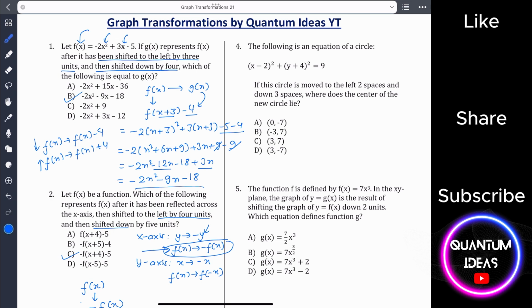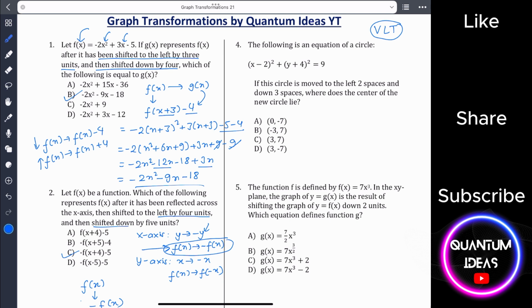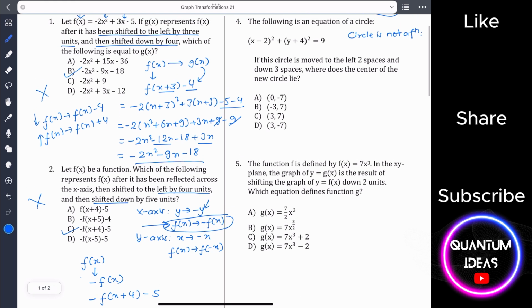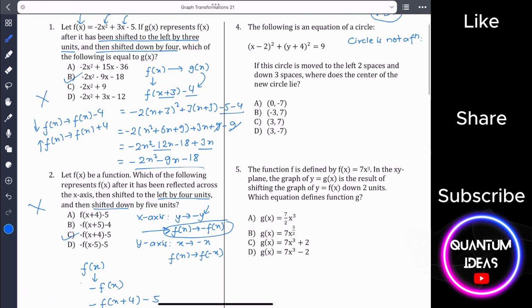First of all, a circle is not a function. What? A circle is not a function. You can check if it is a function or not by using the VLT, that is the vertical line test. You can check it out on the internet, or you can study it further. So basically what I am saying is that a circle is not a function. Not a function means it does not follow these transformation rules. So what can we do here?